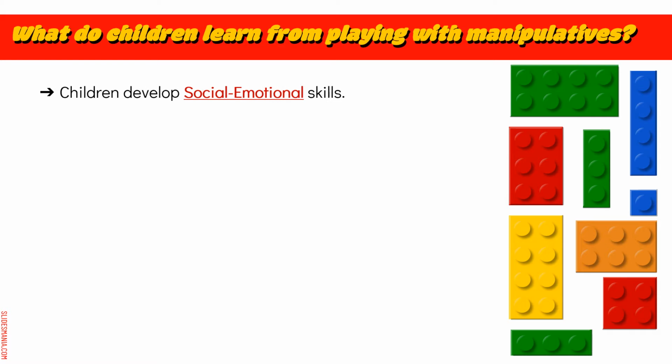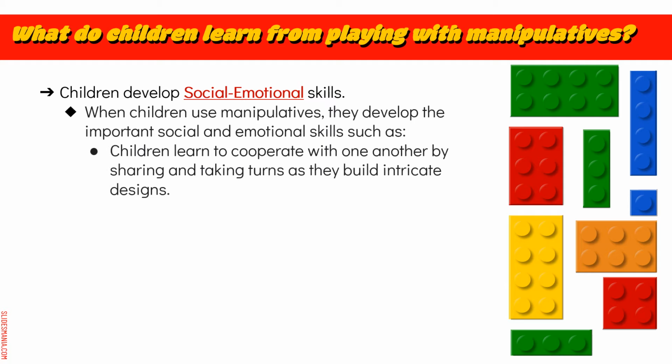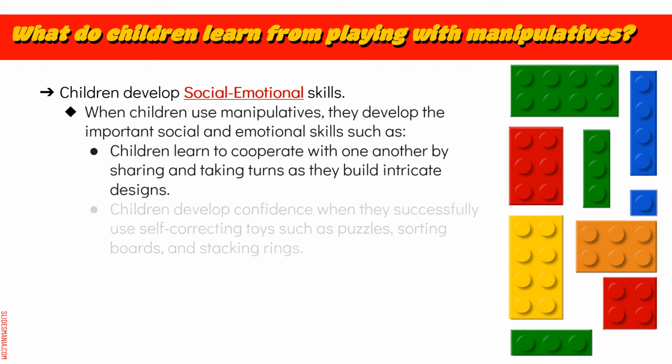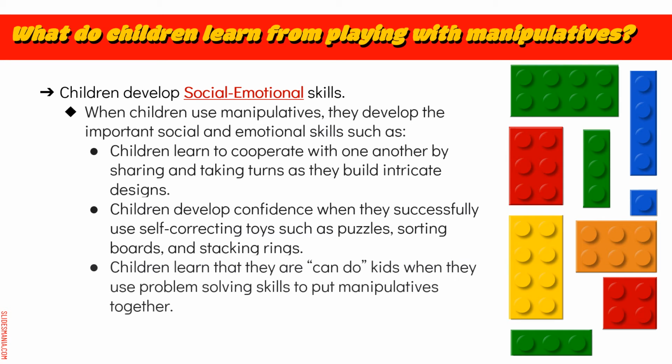Next, we're going to focus a little bit on social emotional skills. When children use manipulatives, they develop important social and emotional skills, including they learn to cooperate with one another by sharing toys, taking turns, etc., as they build intricate designs together. Children develop confidence when they successfully use self-correcting toys such as puzzles, sorting boards, and stacking rings. So they develop confidence when they use the materials.